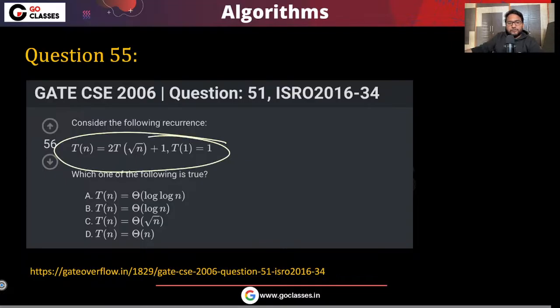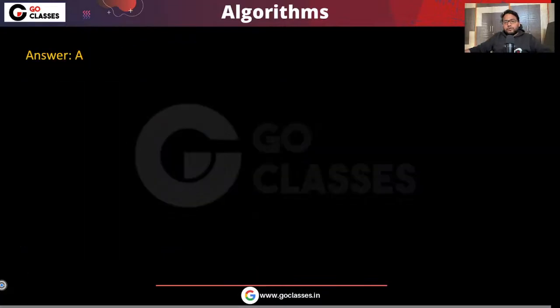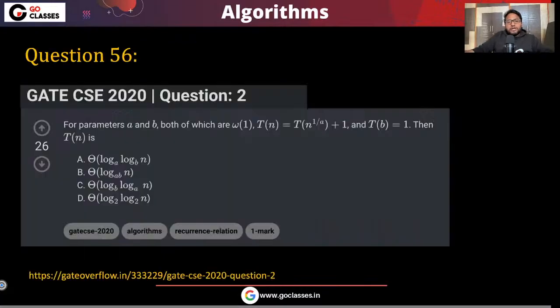I think this is the question we have solved most probably, right? So now let's just solve this question, and then we will wrap up. Okay, let's solve this final question. So what they're saying, let's see that Tn is this, where A and B are some parameters, and Tb is given to be 1. Okay, can you solve this question? Let's try solving it.